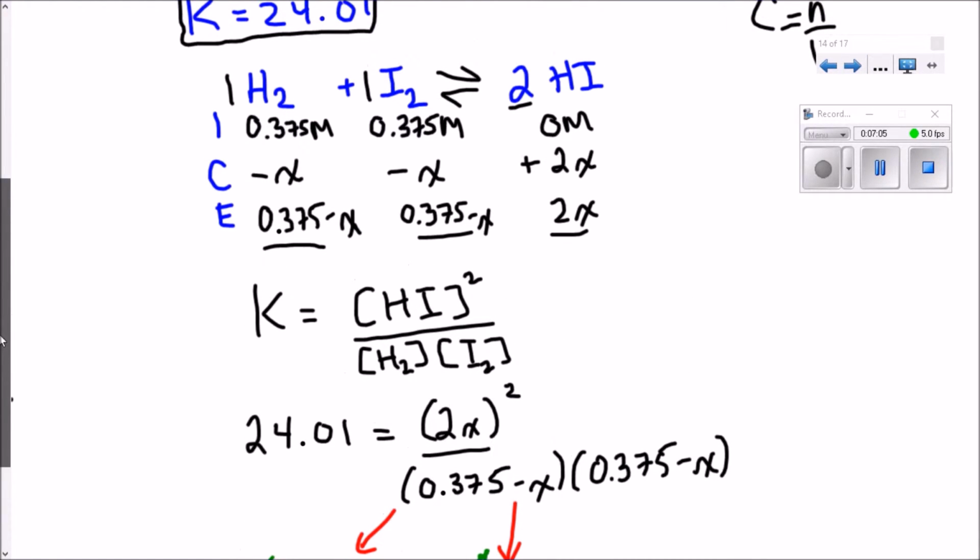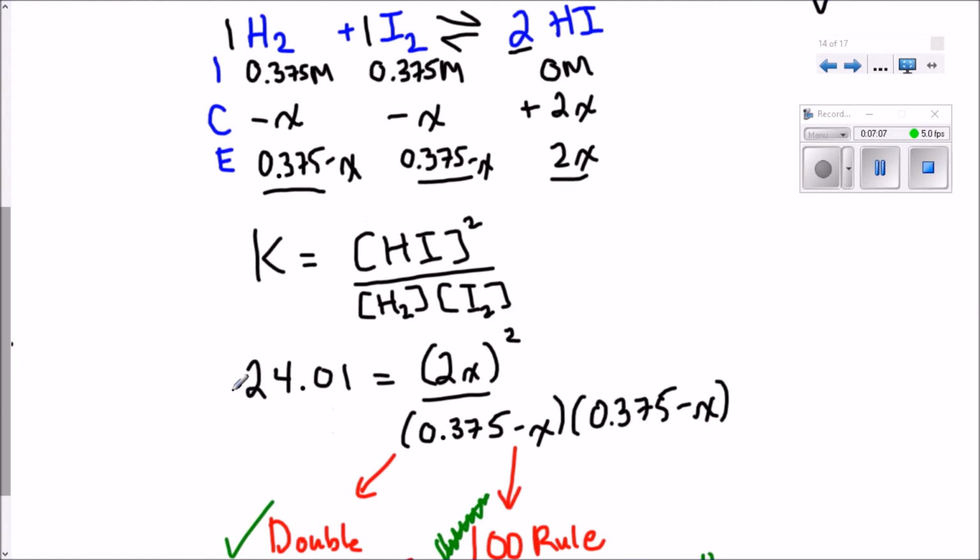The reason I know I can use the double square root method is because if you look at this value right here, it's 0.375 minus x times 0.375 minus x. Wait a second, that's exactly the same. I can just eliminate that and put a squared here. Now you can see that I've got a squared on the top and a squared on the bottom. All I have to do is take a square root of both the right side and the left side, and we're going to eliminate this quadratic.